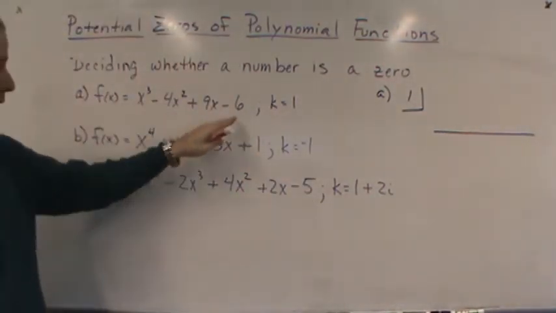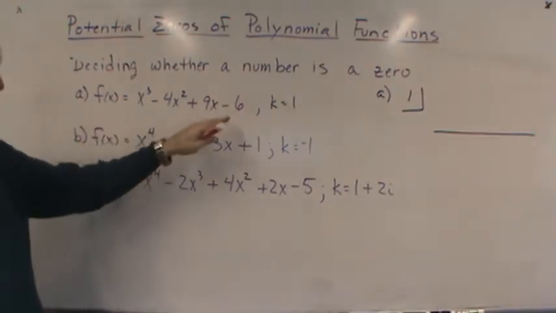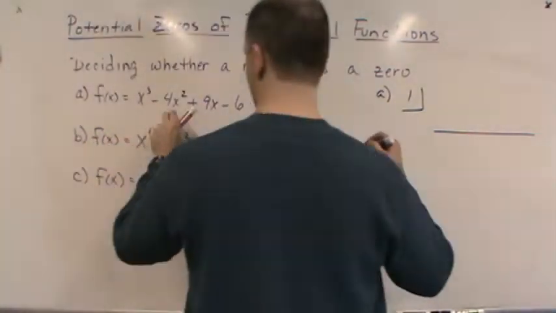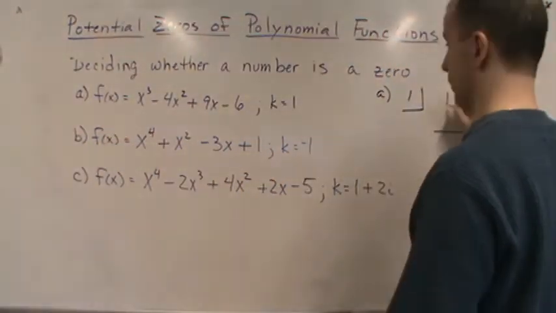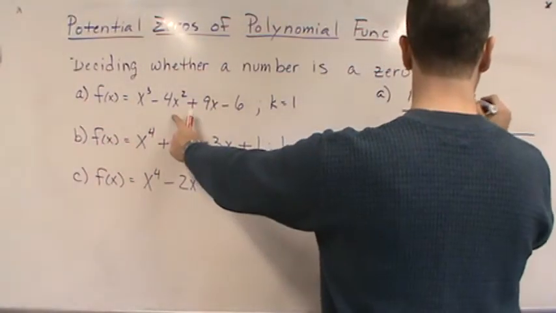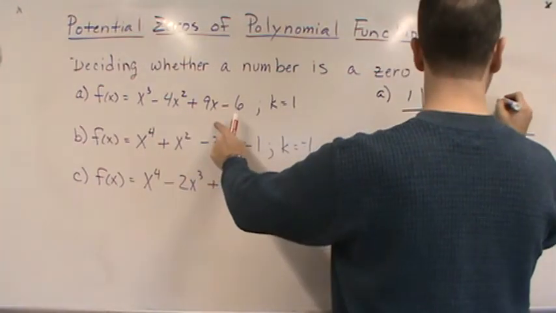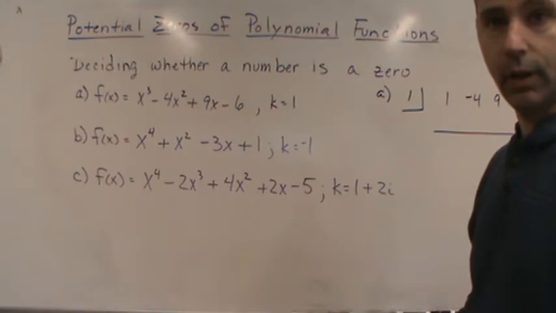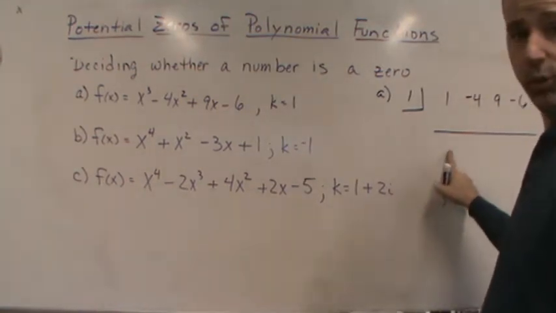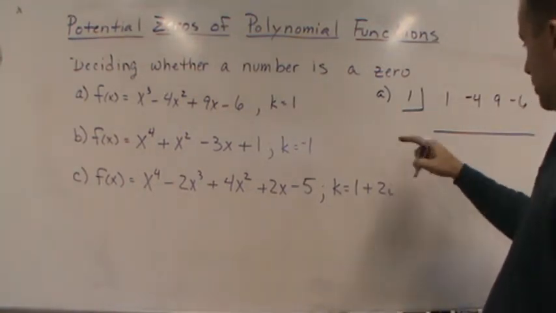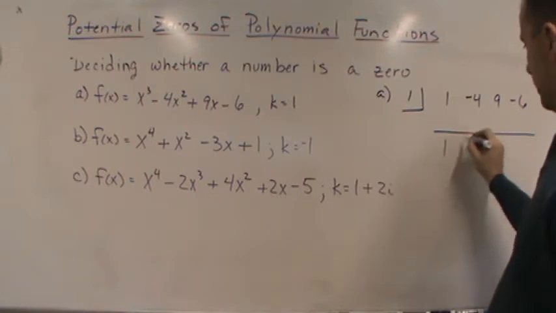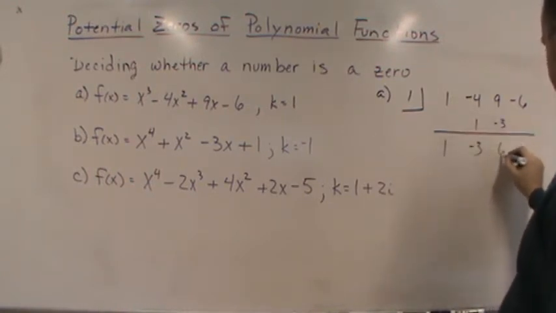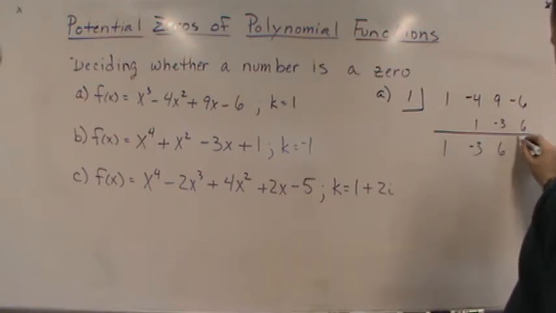Again, are there any missing terms in here? And the answer is no. So we're just going to put 1, -4, 9, and -6. Okay, and so we're just going to do synthetic division. So it's going to be 1, 1, -3, -3, 6, 6, 0.